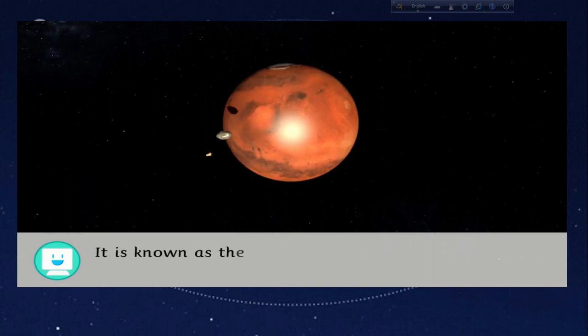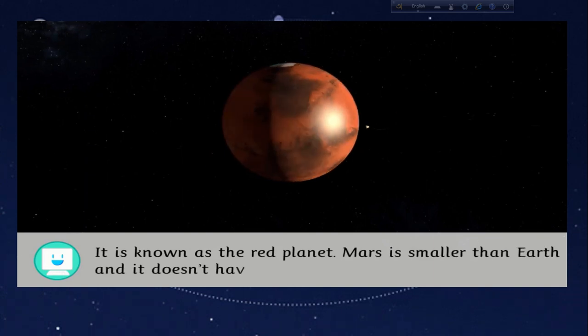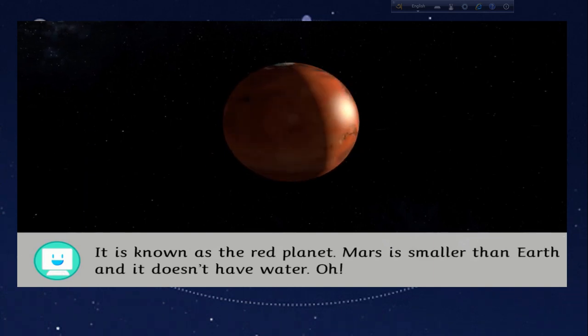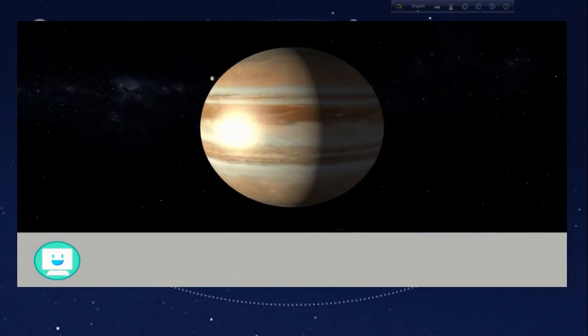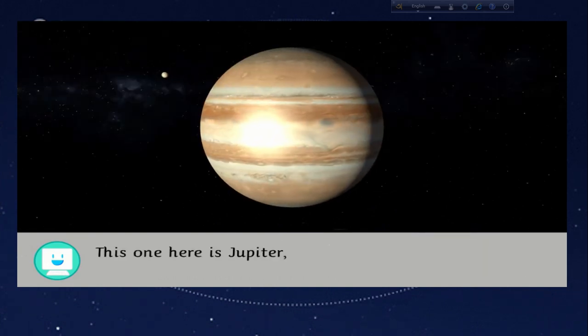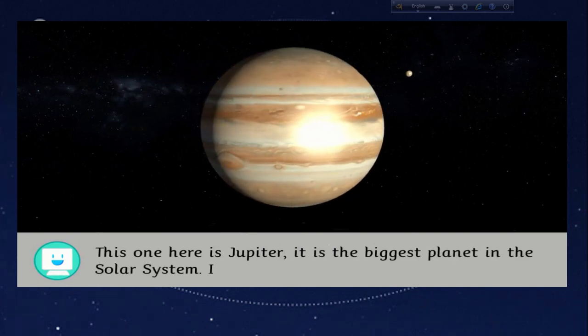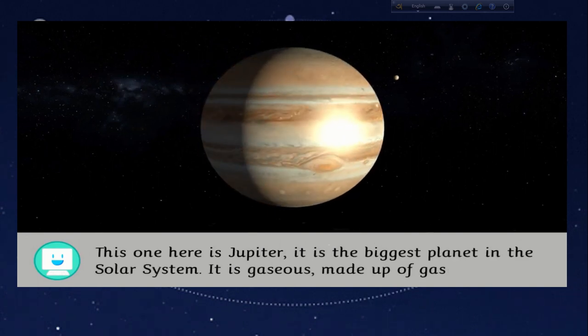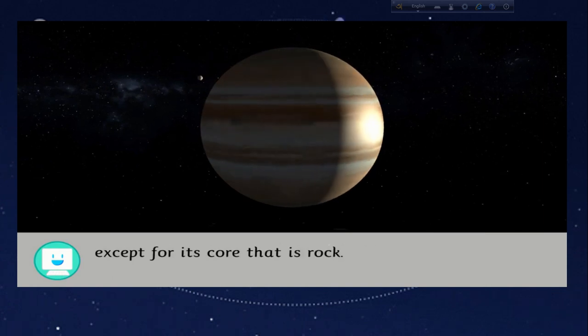It is known as the Red Planet. Mars is smaller than Earth, and it doesn't have water. Oh, and it has 2 moons. This one here is Jupiter. It is the biggest planet in the solar system. It is gaseous, made up of gas and liquid, except for its core that is rock.